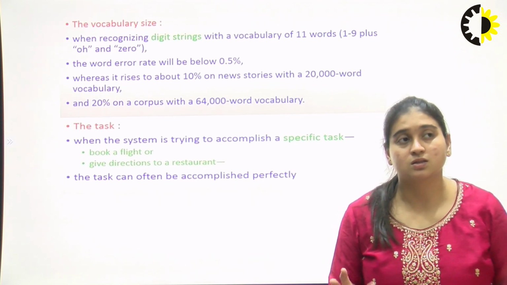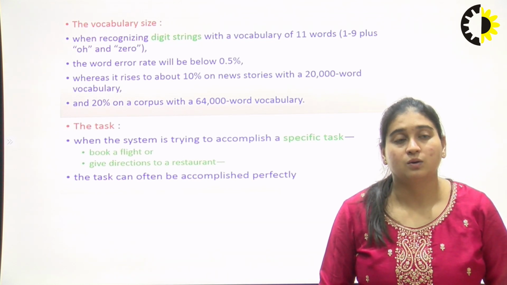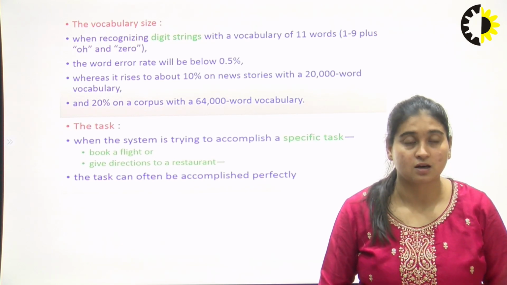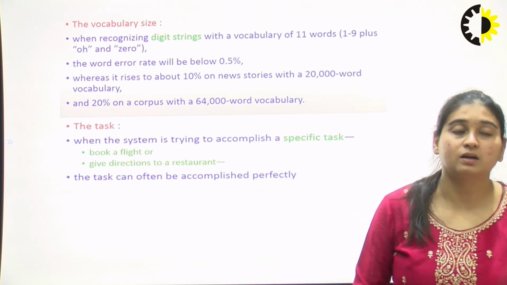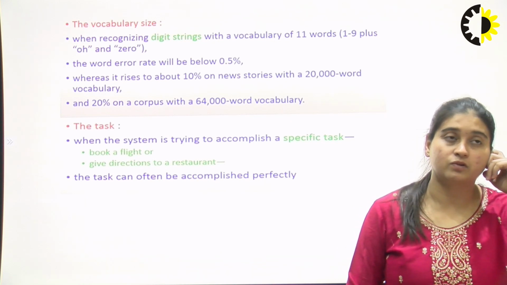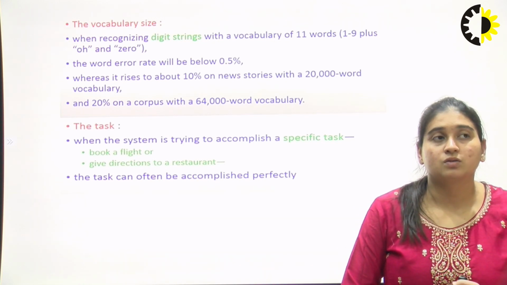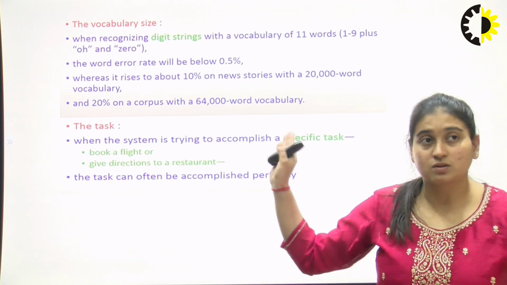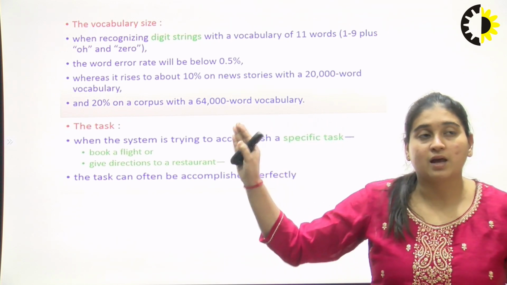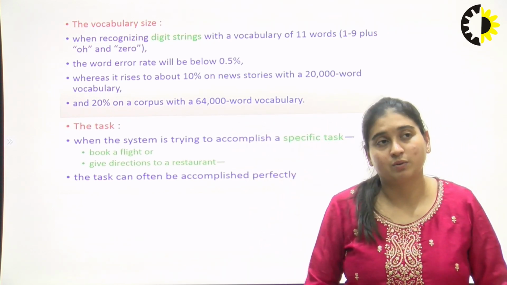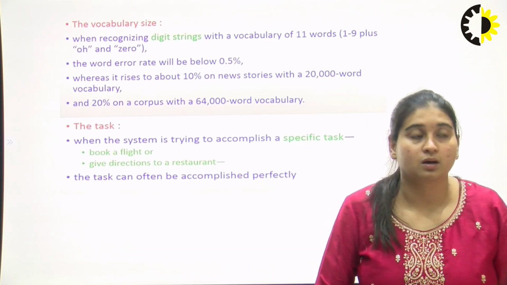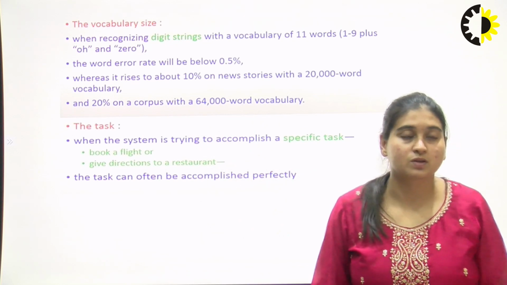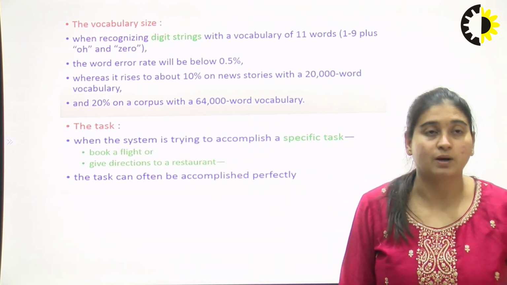So this is the data, you can say. And you can say that the accuracy highly depends on the vocabulary size. While recognizing digit strings with a vocabulary of 11 words, the error rate is below 0.5%. And when it rises to a 20,000 word vocabulary, the error rises above 10%. So that is quite high. And with the 64,000 word vocabulary, it is 20%. So vocabulary size does matter.